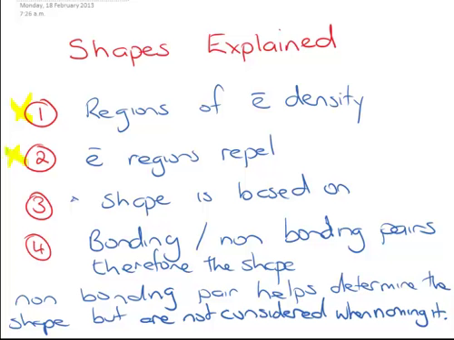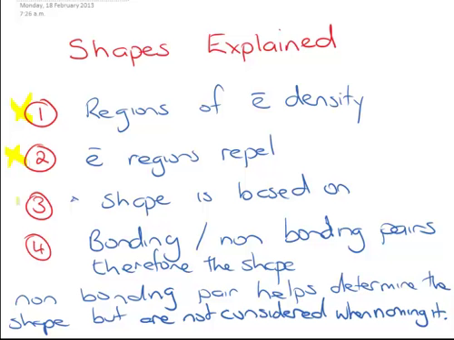Now the second point is very important. This is valence shell electron pair repulsion theory. So stating that electrons repel each other, I mean they're negative, they're the same charge, they repel. And they repel to be as far away as possible. So that's what the second point is about.